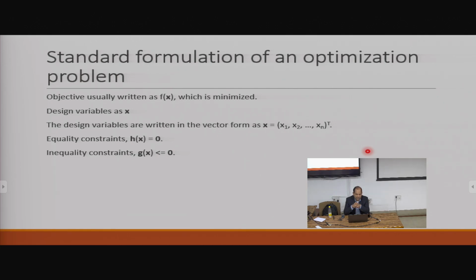h of x equals 0. So h is again a vector, so you could have many equality constraints. For example, we could say that the diameter of the piston should equal the diameter of the cylinder, if two parts have to fit.